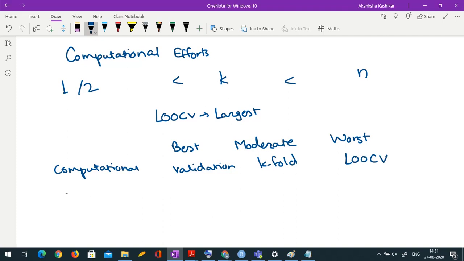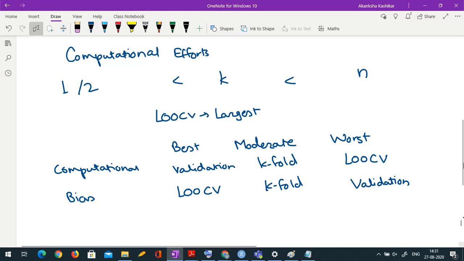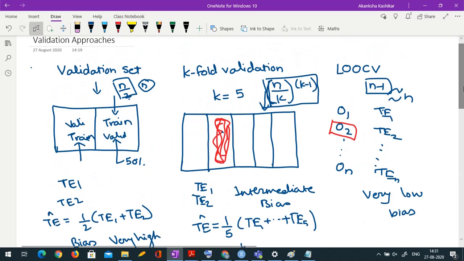Okay. In terms of bias, best is LOCV because LOCV gives the least bias. K-fold is again moderate and validation set is worst because here the model is based only on half of the observations. Okay. And now we can't stop at bias. As soon as the term bias comes in, you should be worried about another term, that is variance. Okay, so what can I say in terms of variance?